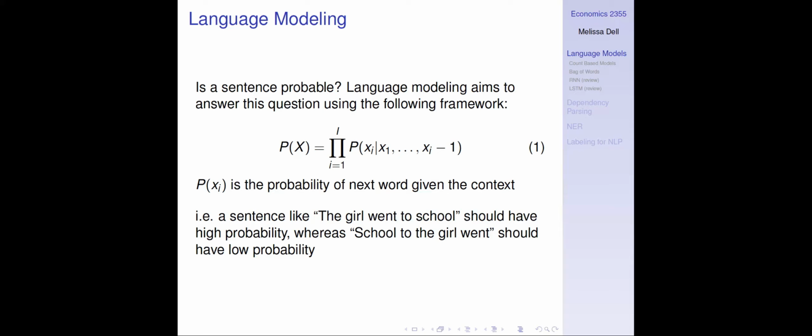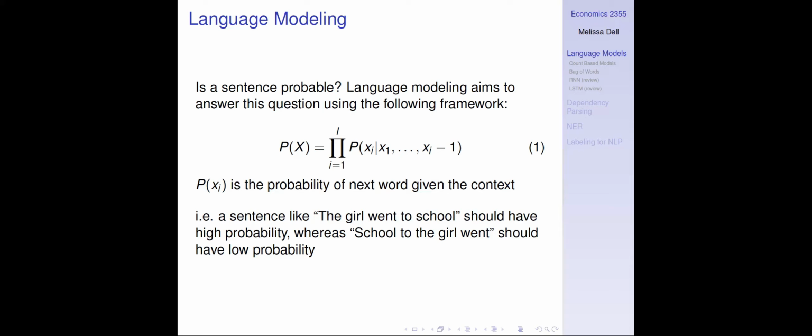If instead you had something like "school to the girl went," well, we know that sounds wrong. How would you quantify it? "School to," it's not that likely that "to" comes after "school." "School to the girl," "to the girl went," those successive steps, as you move over, predict the next word based on the context.